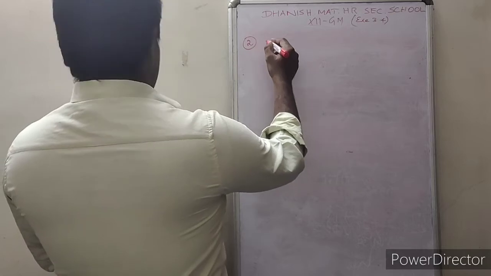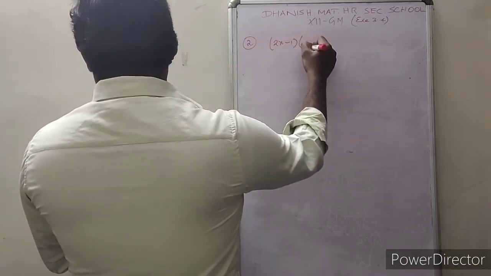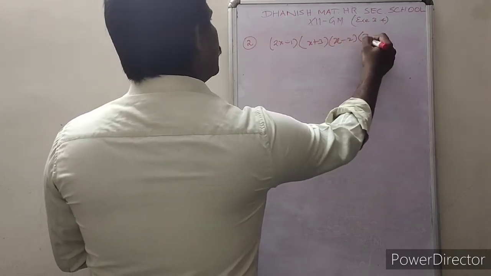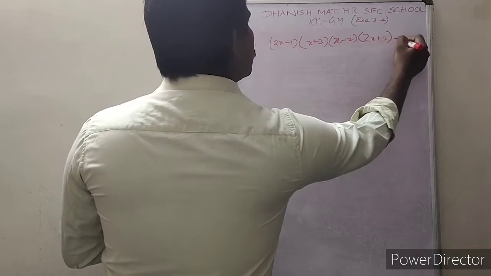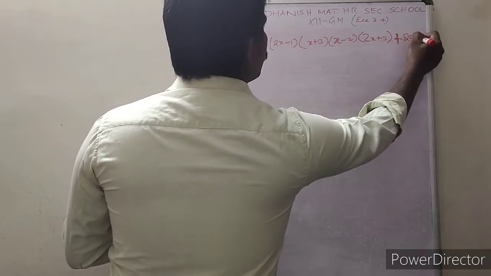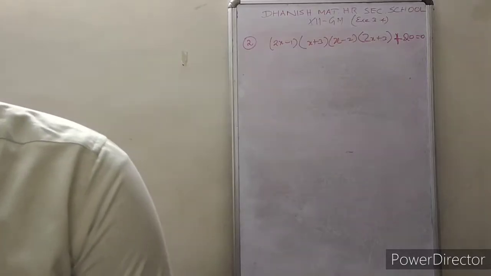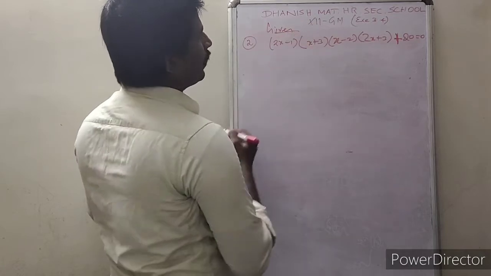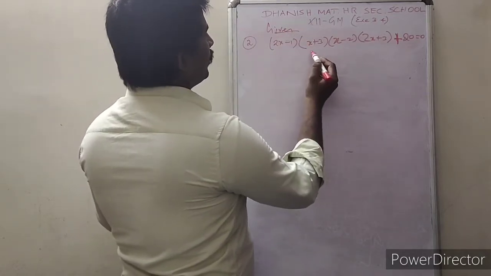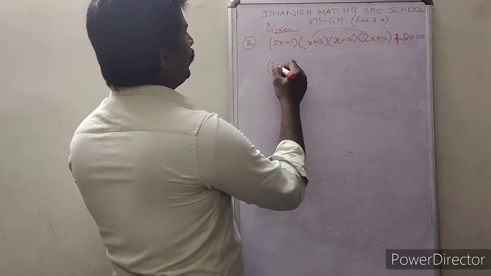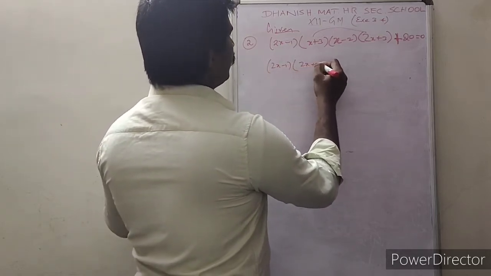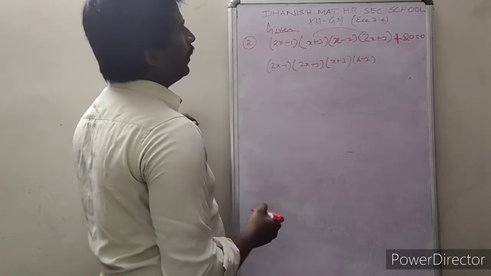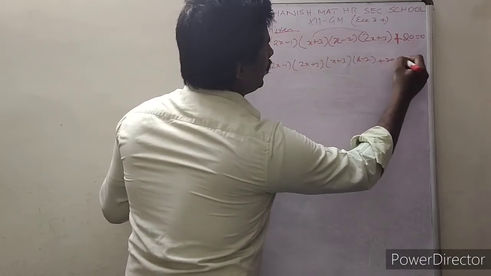Second one, (2x minus 1)(x plus 3)(x minus 2)(2x plus 3) plus 20 equal to 0. Here we are going to solve this equation. Now I am going to rewrite the given equation by interchanging these two: (2x minus 1)(2x plus 3)(x plus 3)(x minus 2) plus 20 equal to 0.